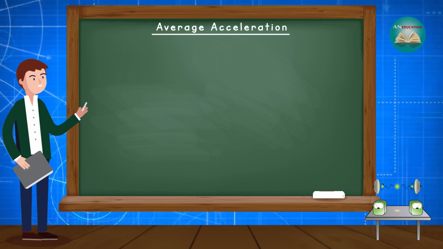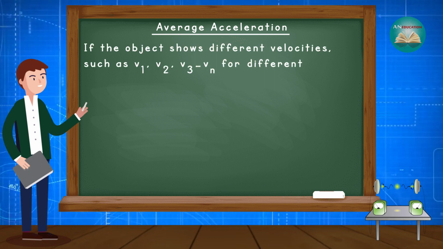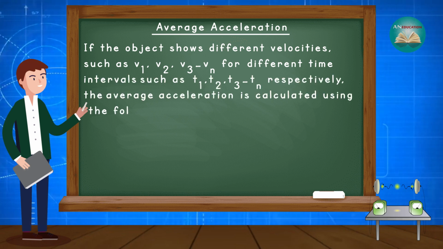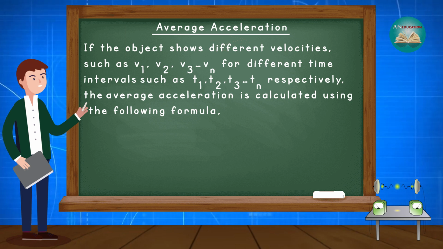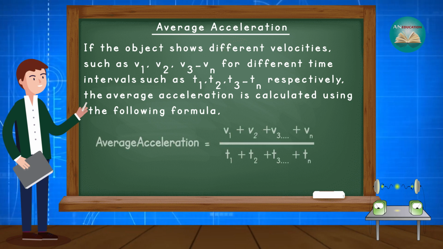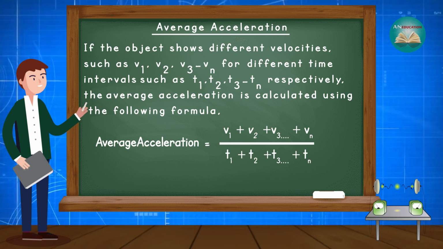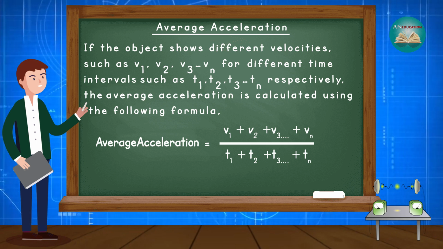Let's form a formula for numericals. If the object shows different velocities such as v1, v2, v3 and so on up to vn for different time intervals such as t1, t2, t3 and so on up to tn respectively, then the average acceleration is calculated using the formula: average acceleration is equal to v1 plus v2 plus v3 plus so on plus vn upon t1 plus t2 plus t3 plus so on plus tn.